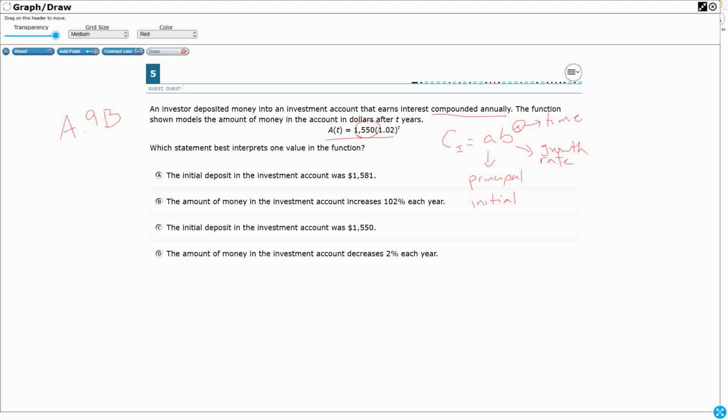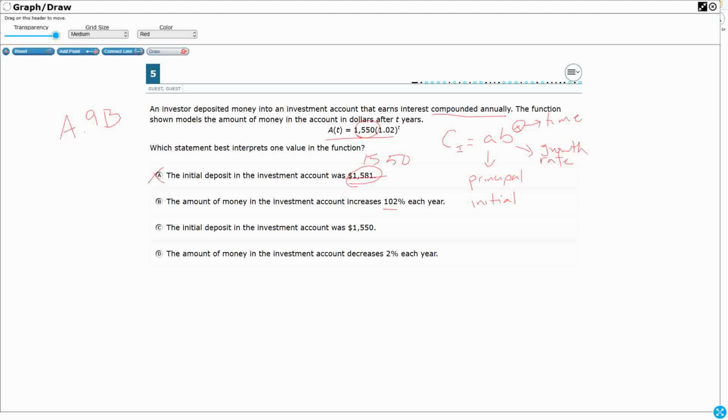So let's look at this. The initial deposit in the investment was 1581. And no, that's not. This is going to be the value after 1 year, but the initial deposit is 1550. So A is incorrect. The amount of money in the investment account increases 102%. Oof. That would be interesting if it increased 102% each year. That would be very nice.